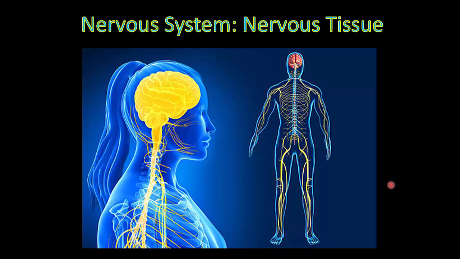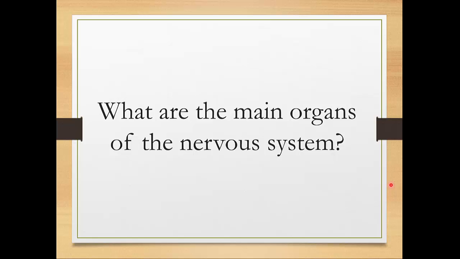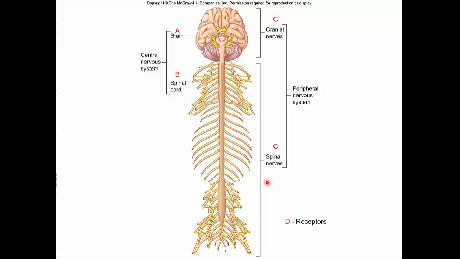Hello, class. Today we'll be looking at the nervous system, specifically nervous tissue. What are the main organs of the nervous system? When we're looking at the nervous system, it contains the brain, spinal cord, nerves, and then the receptors. When we're looking at nerves, they're broken down into cranial nerves and then spinal nerves.